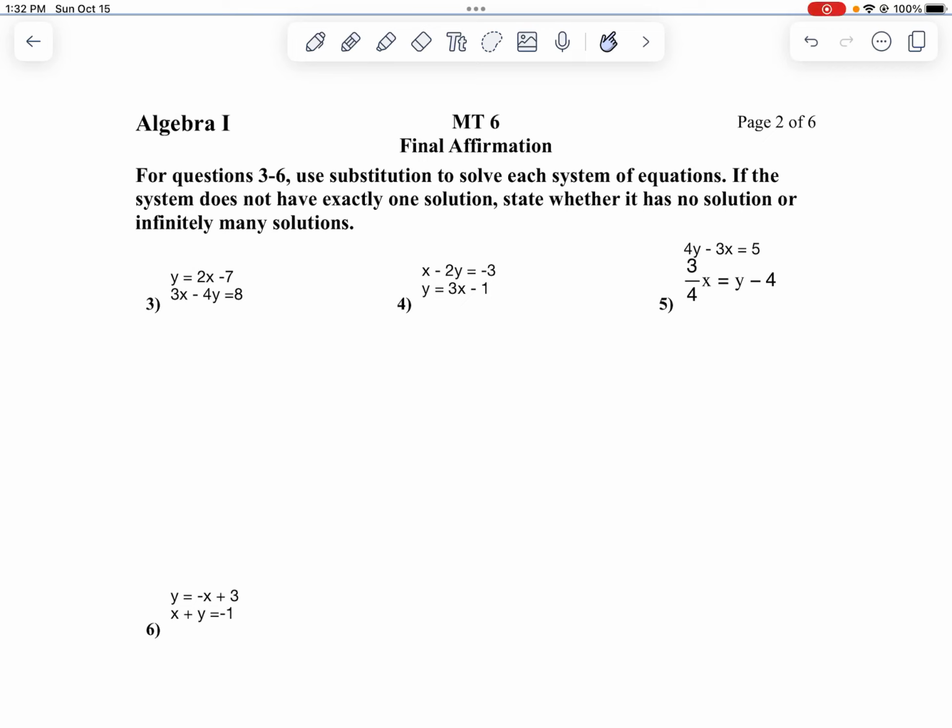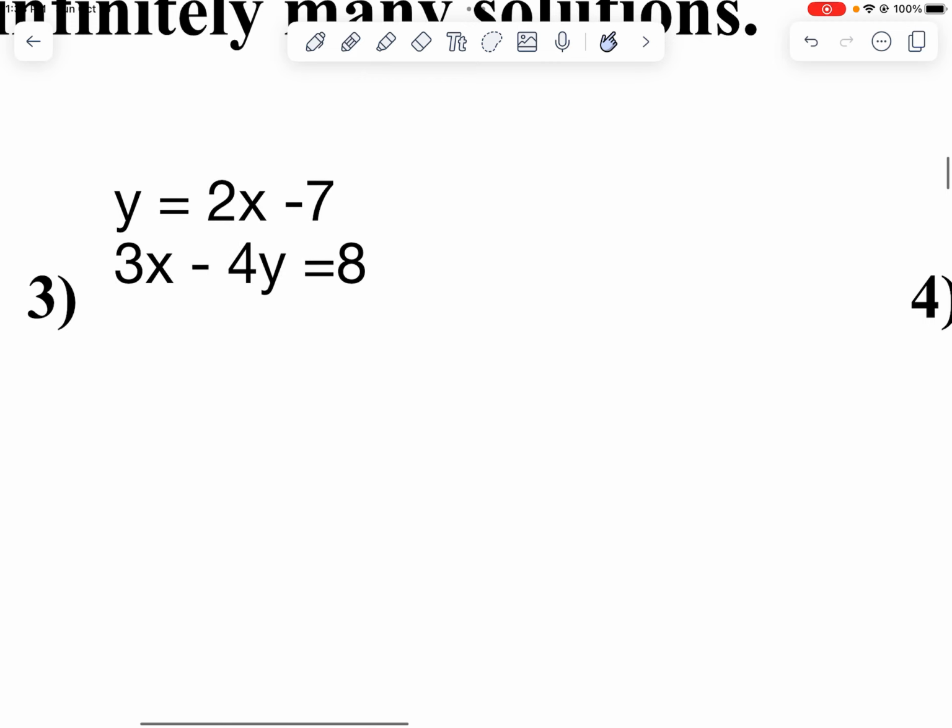On page 2 of your practice test, notice on questions 3 through 6, I specifically said I want you to solve each system by using substitution. So once again, it's fine to check your answer with Desmos, but I want to see the work for substitution. If I don't see the work for substitution, you've not followed my directions, you will not get any points on this question.